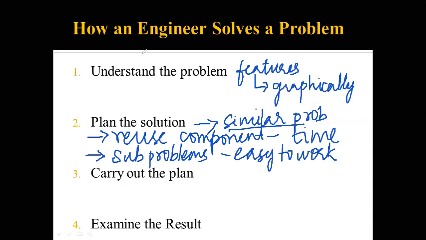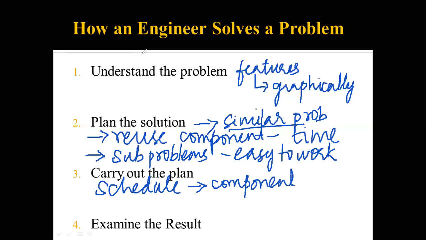Then the third step is carry out the plan. In here, when you've identified the reusable components and you've got sub problems, that is, you can divide it into multiple parts and work, you are going to make a plan. You're going to have a schedule in which you're going to work, and you're going to start implementing the software. When you're implementing the software, each and every team is making a component. That is, they're working on one part of the solution.